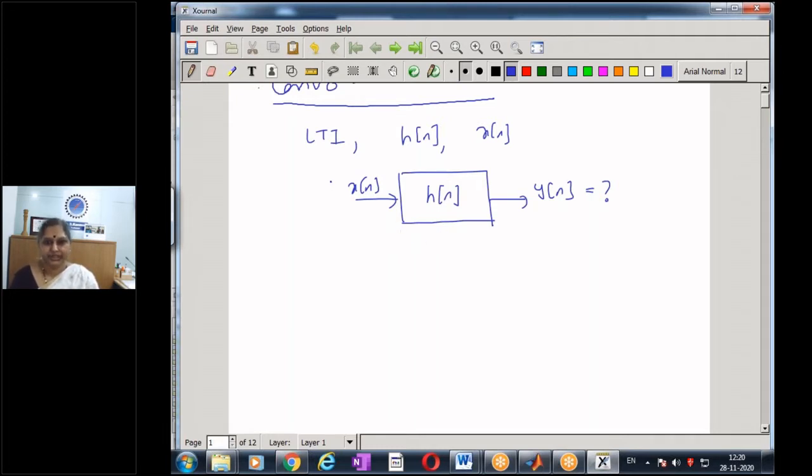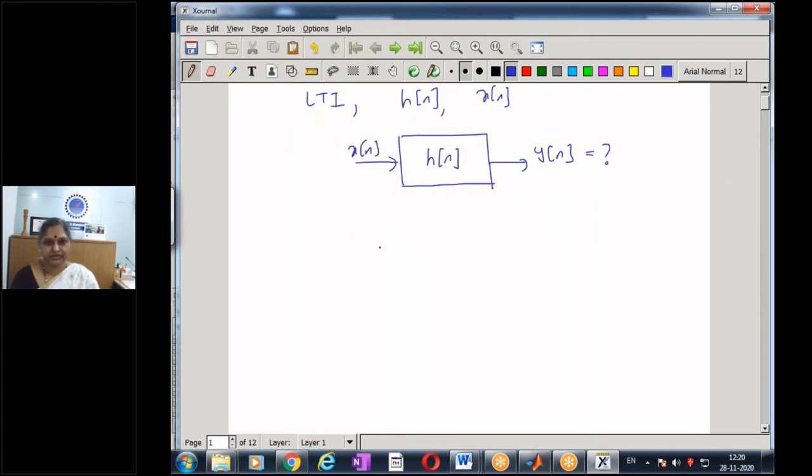So we take the problem statement as: given the system impulse response and the input to the system, how do we compute the output? And one more important component is that the type of system that we're considering is a linear time invariant system. Because it's a time invariant system, how do we define our input, our impulse response?